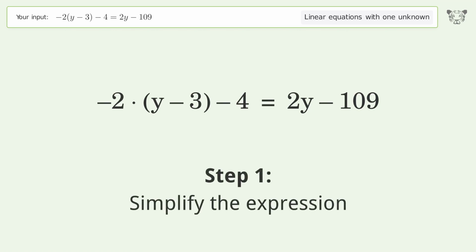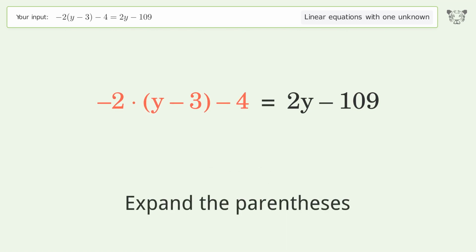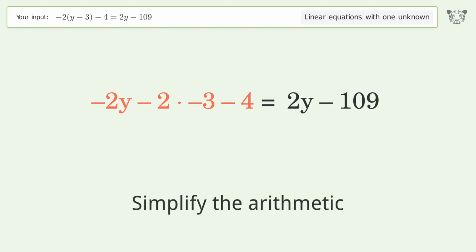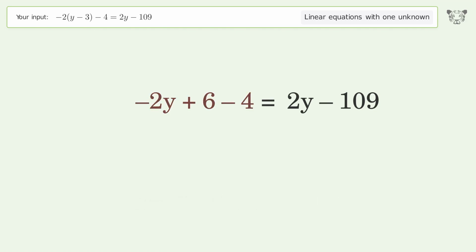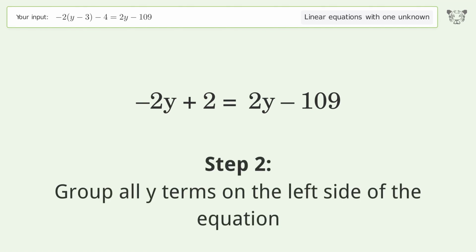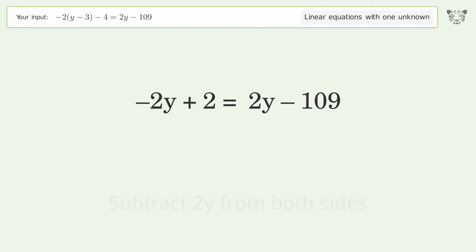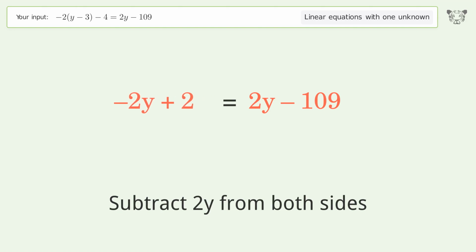Simplify the expression. Expand the parentheses. Simplify the arithmetic. Group all y terms on the left side of the equation. Subtract 2y from both sides.